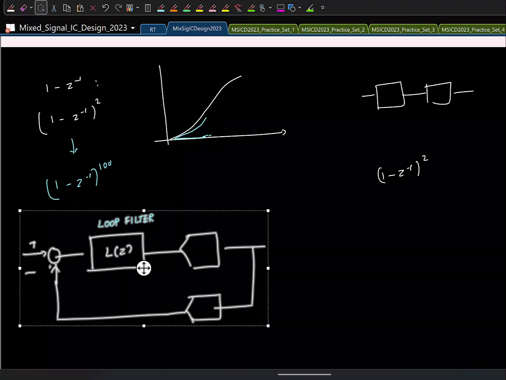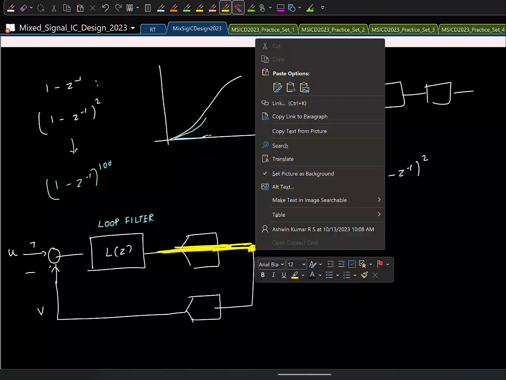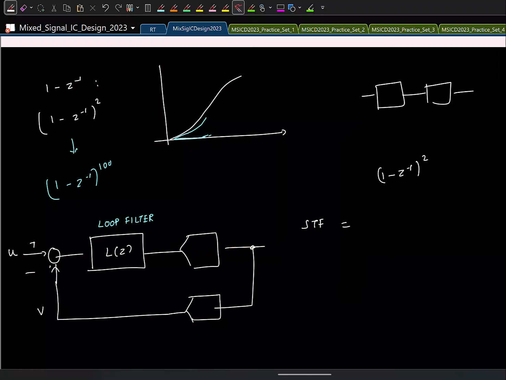Now tell me, here I have this B. If I find the signal transfer function here, what will that be? Signal transfer function is the output by the input when the quantization noise is not there, right? So essentially this is a straight line now. L by 1 plus L, right? Standard negative feedback.